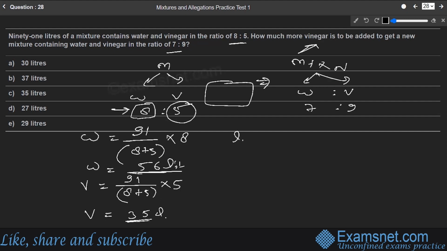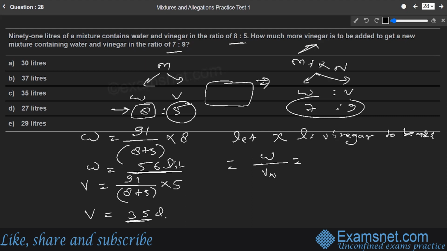So we'll assume something. Let's say X liters of vinegar is to be added. If we are supposed to add X liters of vinegar into it to make the ratio 7 is to 9, the water part is still the same. So water part to new vinegar part, that's what we are finding out. They want the water part to new vinegar part to be 7 by 9.